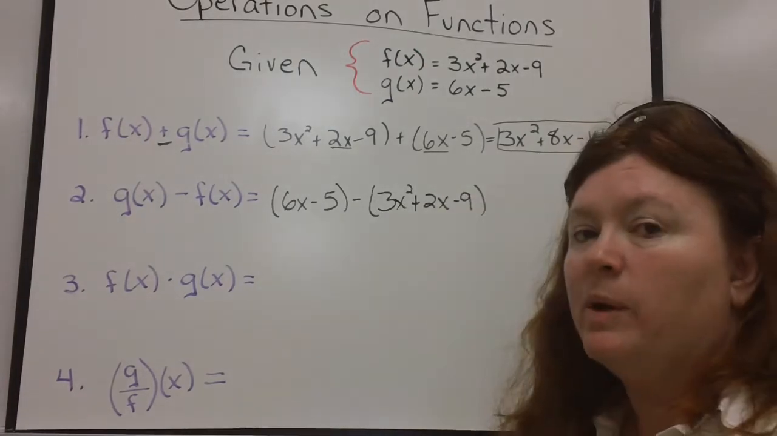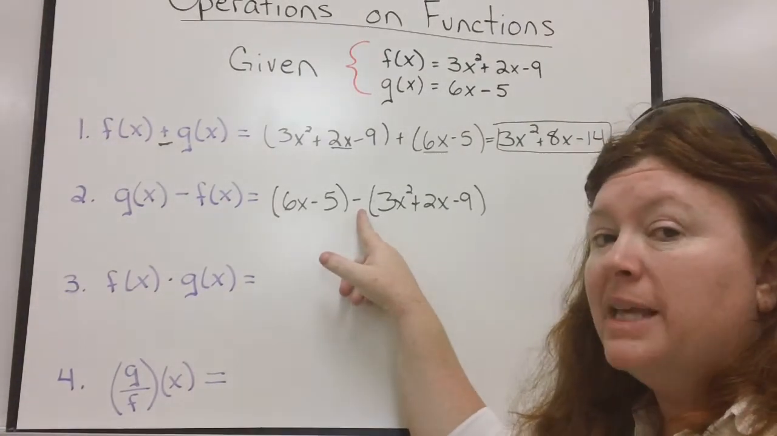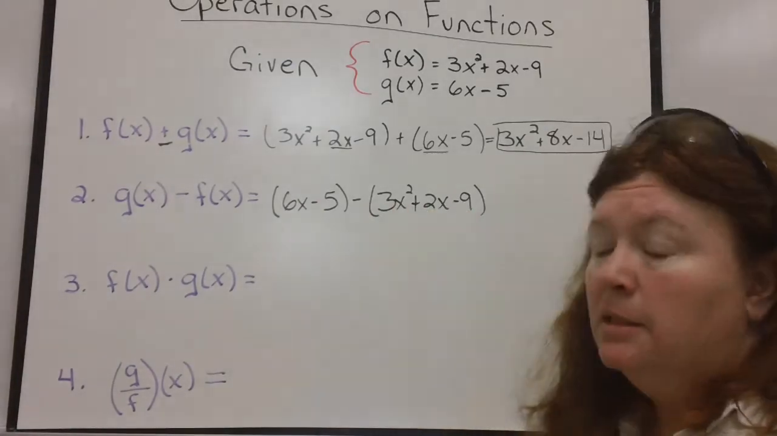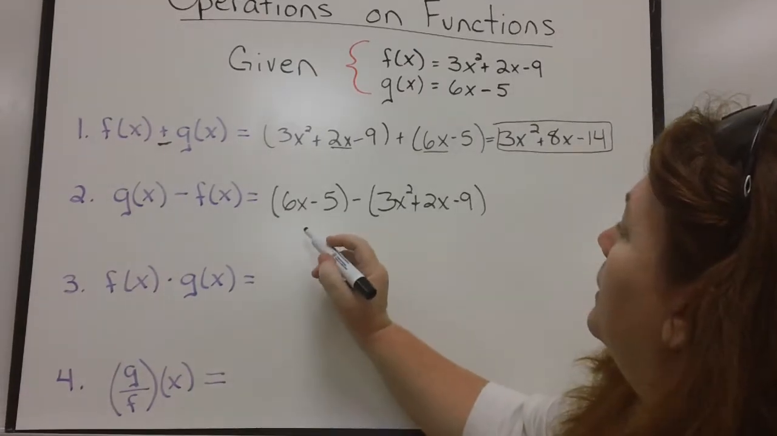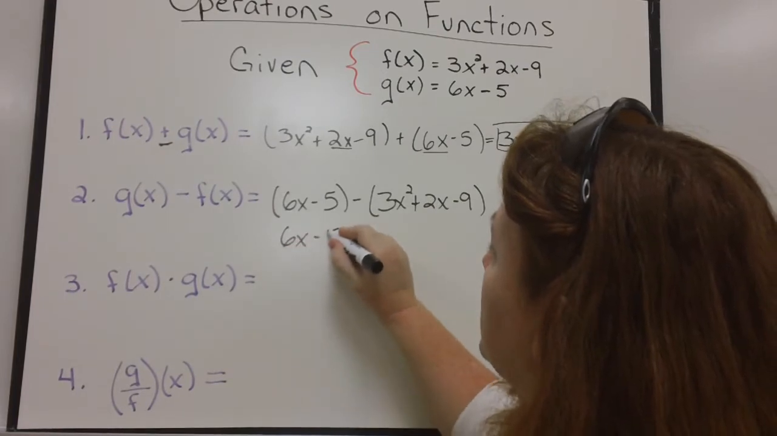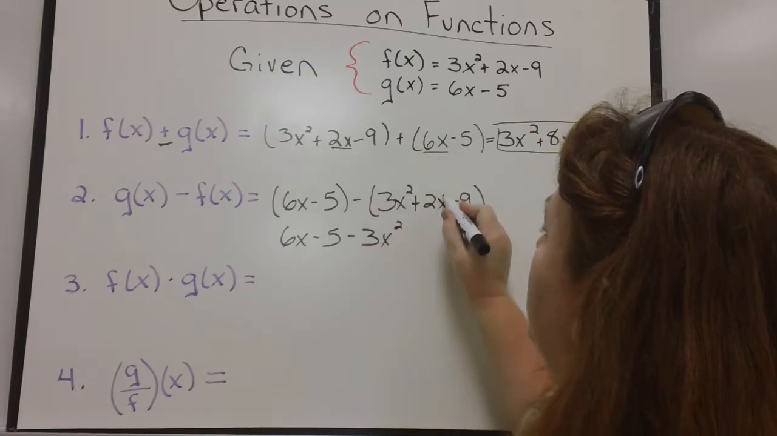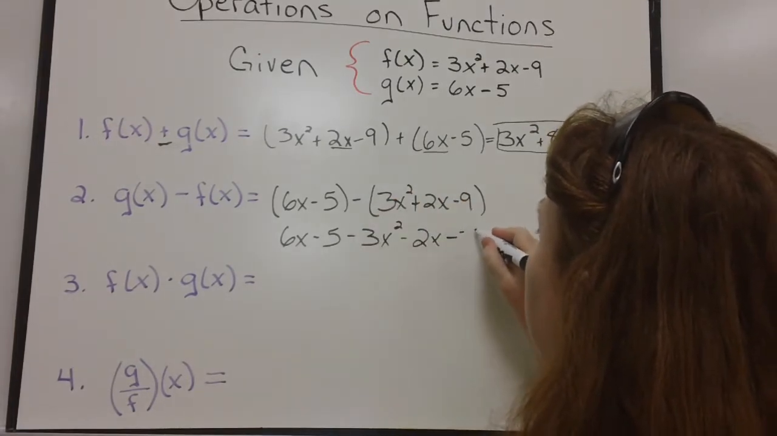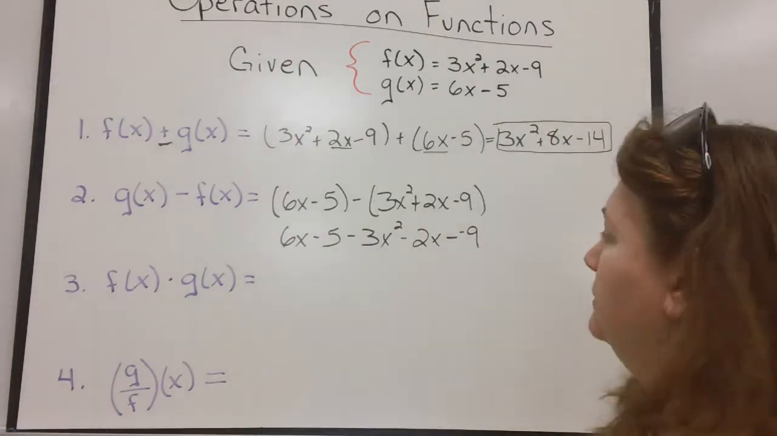And I have to remember when I'm subtracting that the minus sign is always going to have to distribute to every term that follows it, because I'm subtracting the entire function. So if I want to rewrite this, distributing the minus sign, I have a minus 3x squared, a minus 2x, and a minus negative 9. Or you can just write plus 9, which we'll do in a minute.